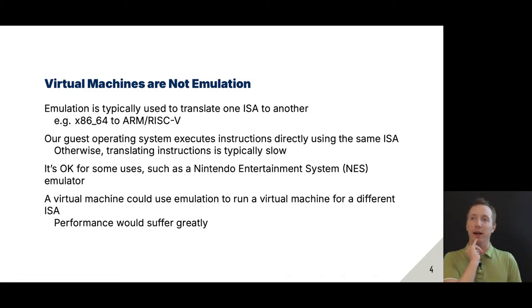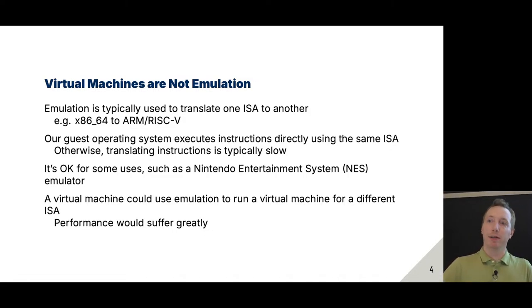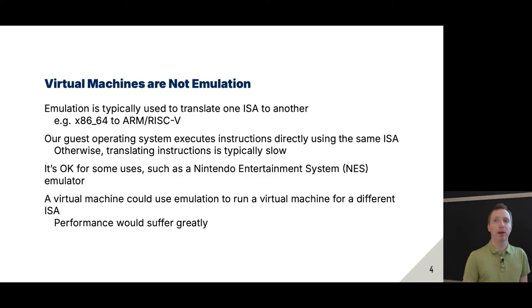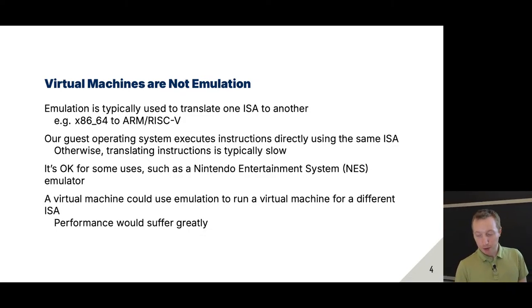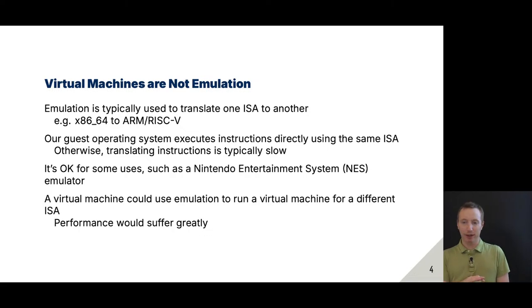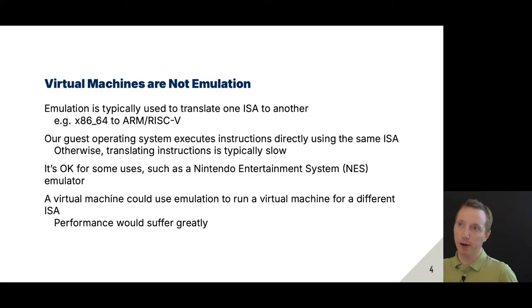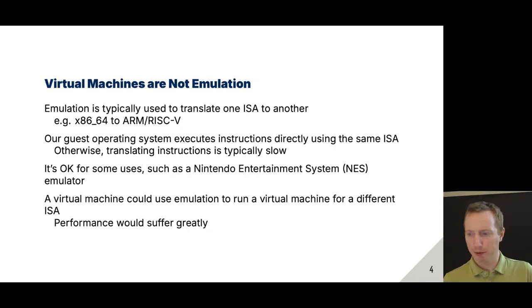That's why in Lab Zero, if you have the newer Mac laptops that run ARM, you had to download a different installation of Debian than someone using a Windows machine, because there are different instruction set architectures, and we don't want to waste time translating one to the other when you're trying to run your virtual machine. So generally you want the guest operating system to be executing the instructions directly using the same ISA. Otherwise you have to translate the instructions and it's typically pretty slow, unless you have an Apple laptop, which has special hardware to convert ARM to x86.